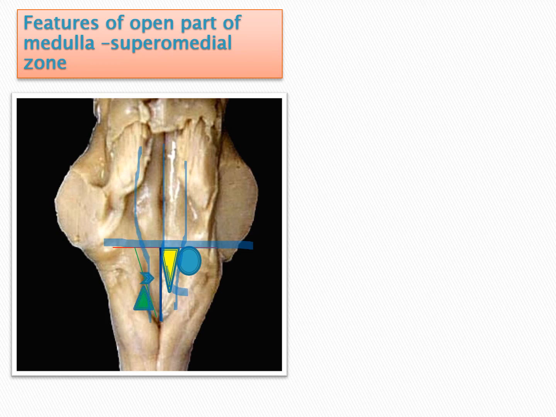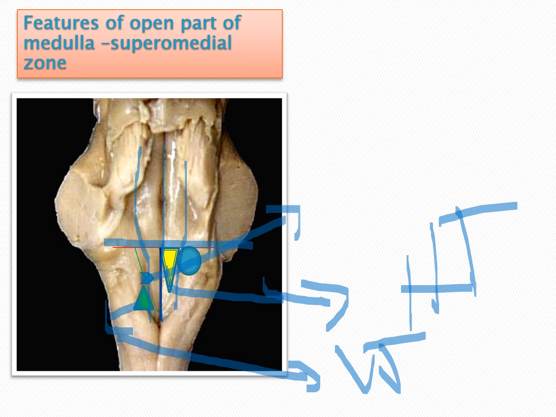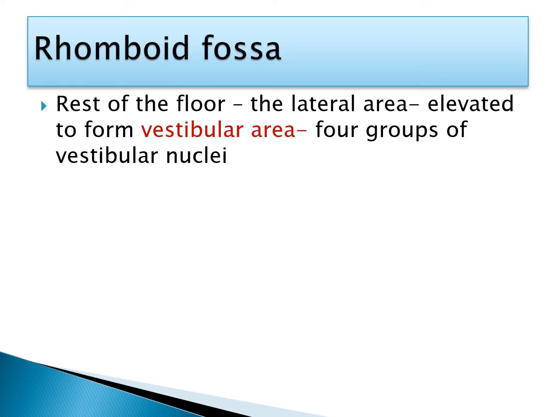So this is the triangle? This is the hypoglossal triangle. And what is this triangle? Vagal triangle. This is the vagal triangle, and this is the inferior fovea, and this is the vestibular area. Rest of the floor, lateral area, both in the upper part and in the lower part, they are elevated to form the vestibular area, which contains four groups of vestibular nuclei.